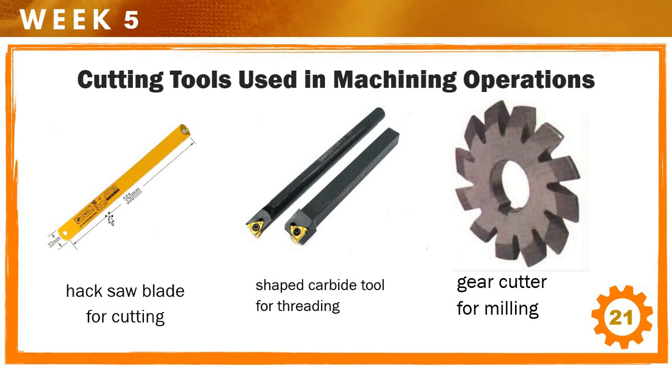This hacksaw is used for cutting metal workpieces. The one that you saw in the last video is a circular cutter, but they are used for the same function. The next is the shaped carbide tool for threading and gear cutter for milling.